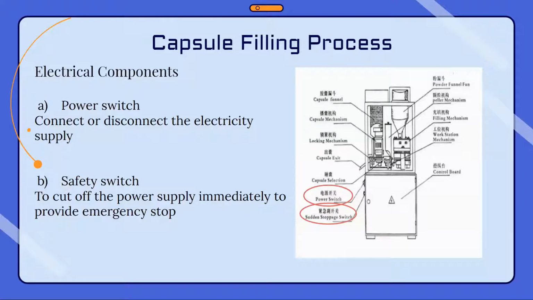Capsule filling process, electrical components. The first one is the power switch, to connect or disconnect the electricity supply. The second one is the safety switch, to cut off the power supply immediately to provide emergency stop. This switch is very important, as if there is a short circuit, it will immediately cut the power supply.